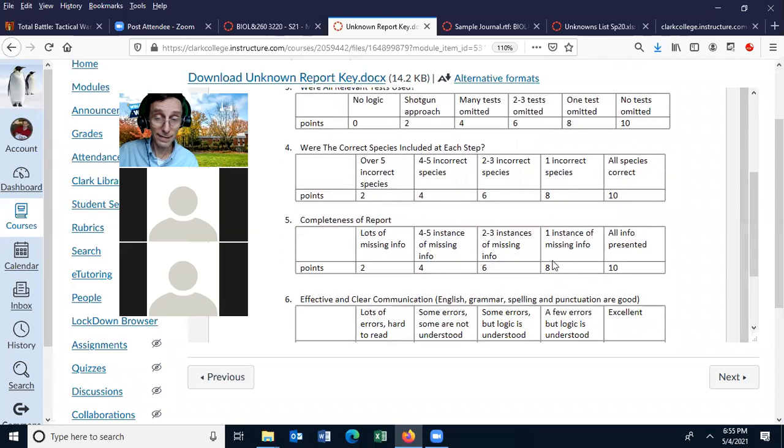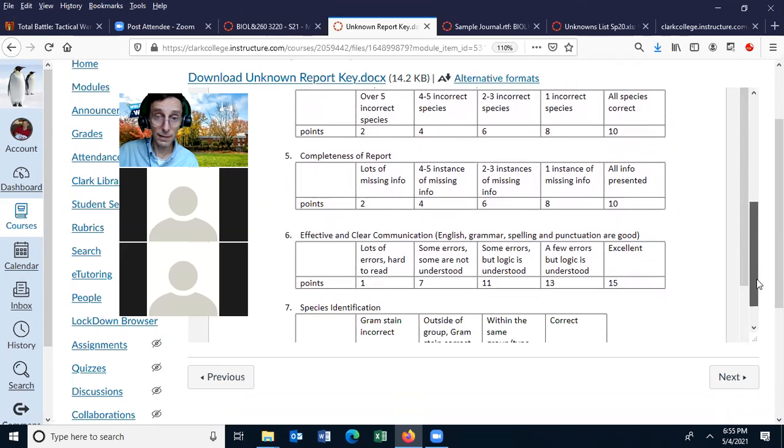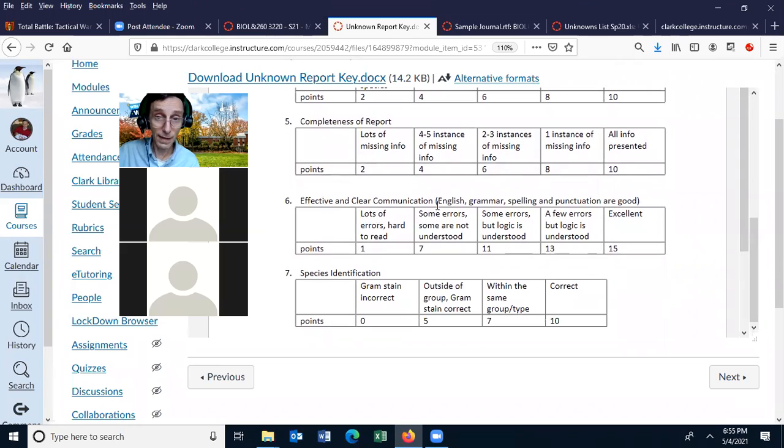Is there any instance of missing information? Effective and clear communication. Is your English, your grammar, your spelling, and your punctuation good? If it's excellent, full points. If there's lots of errors and the paper is hard to read, you'll only get 1 point out of this. Nobody has ever turned in a paper where I gave them 1 point.